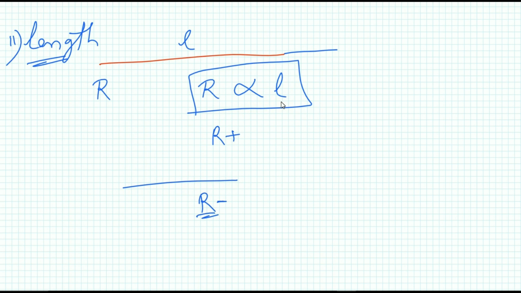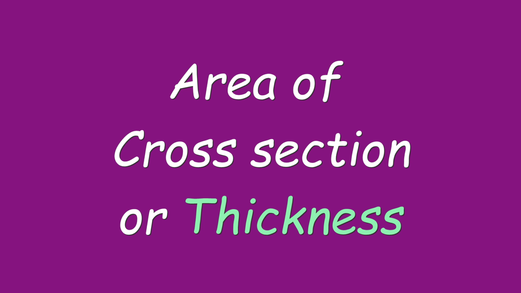If the current has to cover more distance, that means the current has to face more obstruction on the way, right? And if the distance is less, then the current which needs to travel from this end to this end will face less obstruction than in this conductor, because the distance to cover for this conductor is more, right?